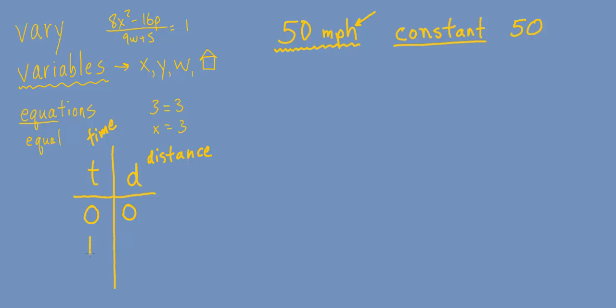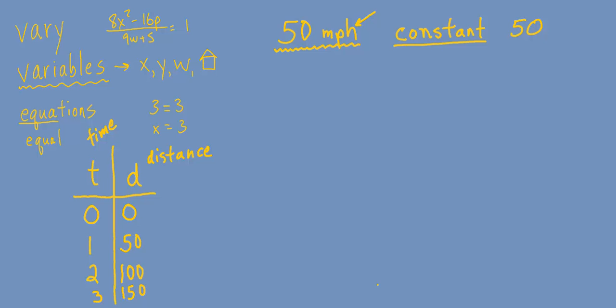Now, after 1 hour has gone by, how far have you gone? If you're going 50 miles per hour and you drive for 1 hour, you've gone 50 miles. And on this goes. If I drive for 2 hours, since I'm going 50 miles every hour, I've gone 100 miles. After 3 hours, I've gone 150 miles. So time and distance are varying. Therefore, they need to be represented by variables.